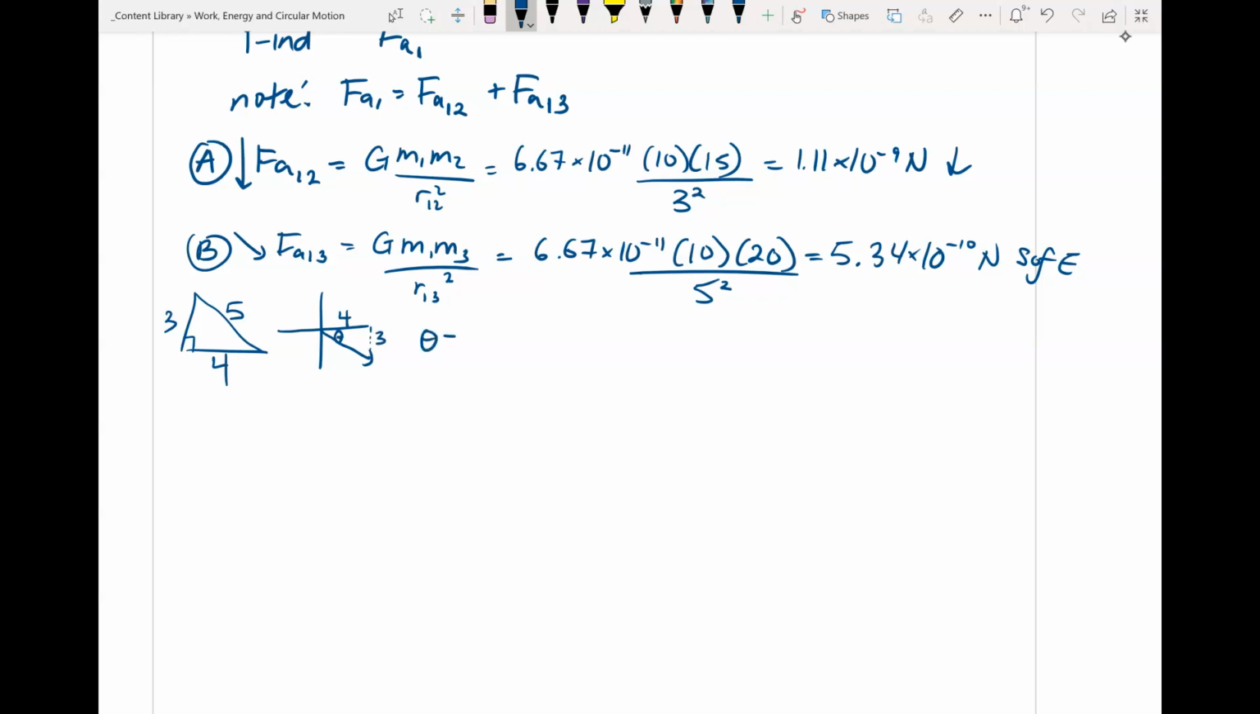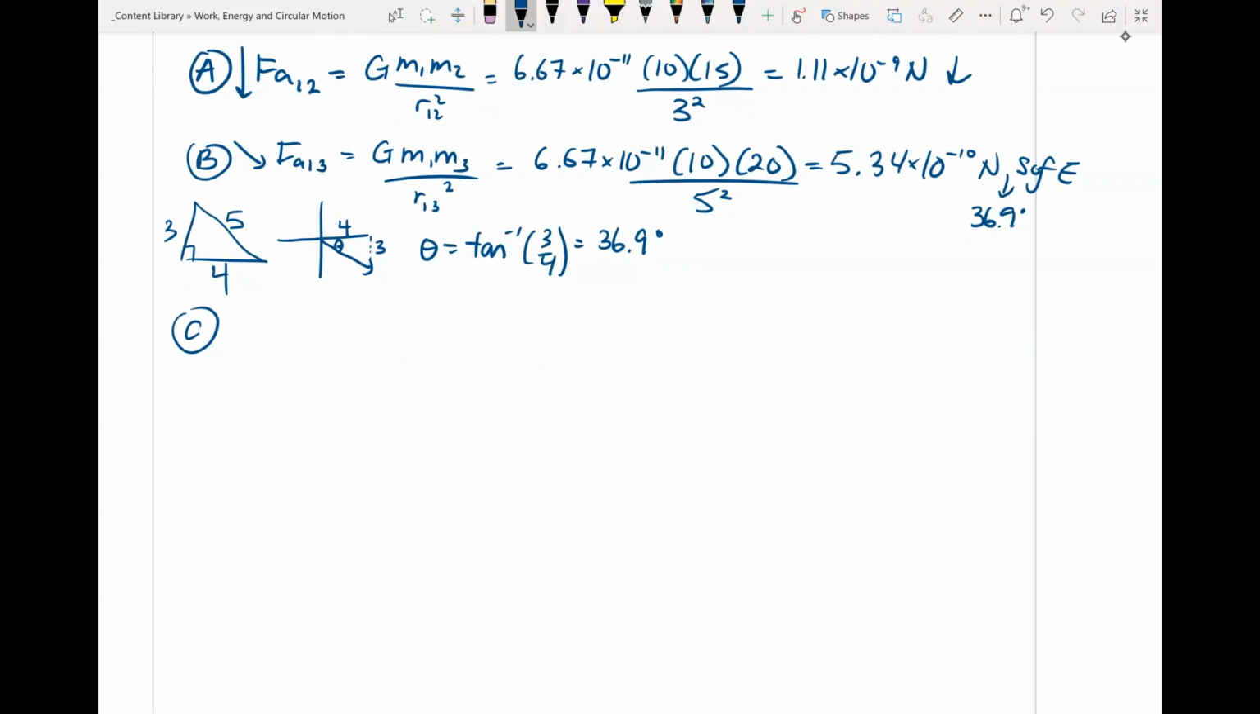So if I want to find theta, it's going to be tan inverse of 3 over 4, which is 36.9 degrees. And then we can insert that in here to be more specific. That is 36.9 degrees south of east.